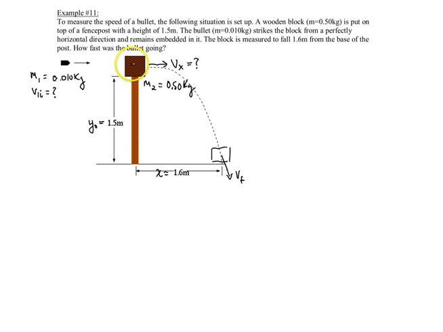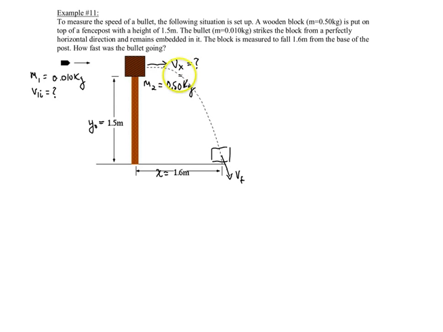Now, hopefully you realize that the block initially, as the bullet comes towards it, has no velocity. So you've got this completely inelastic collision, and then you've got the projectile motion. And you have to think backwards as you work your way to solve this problem. It's a great problem because it's got projectile motion mixed in with collisions, completely inelastic collision.